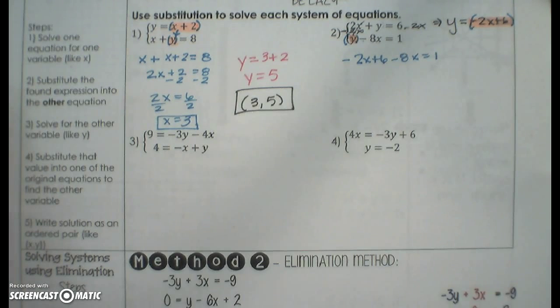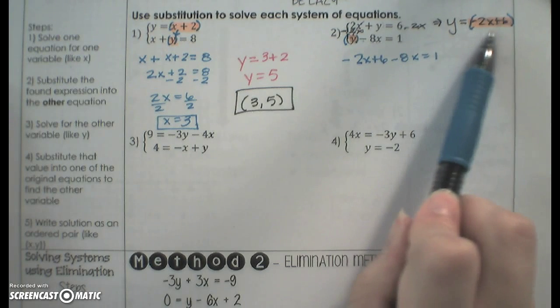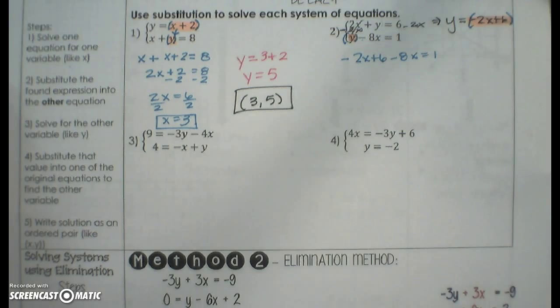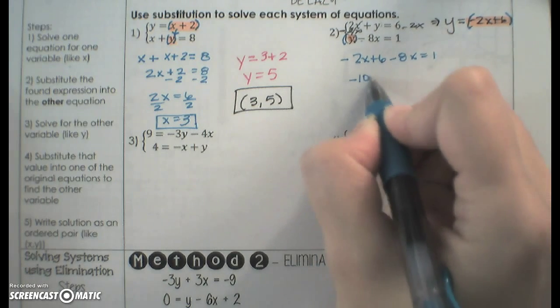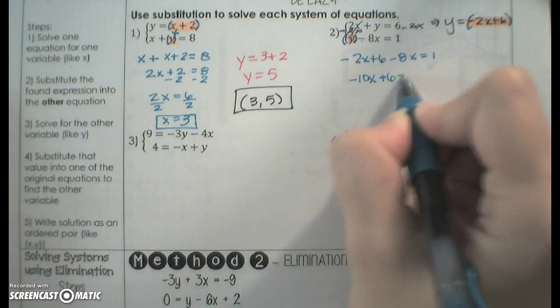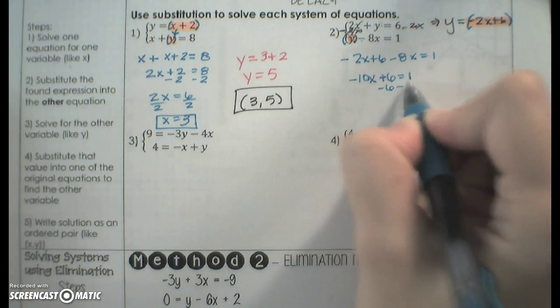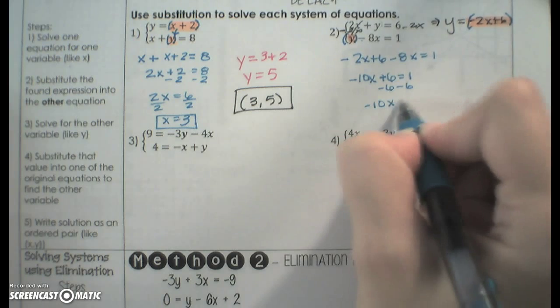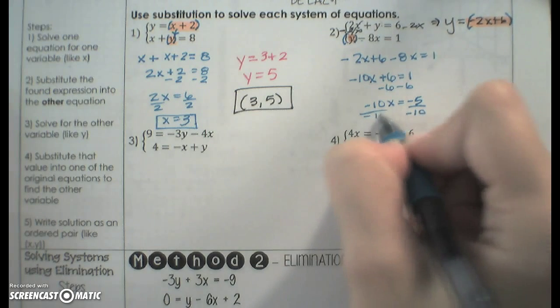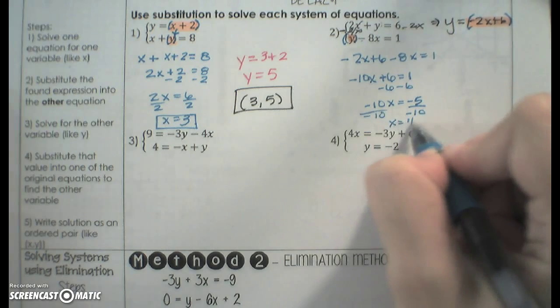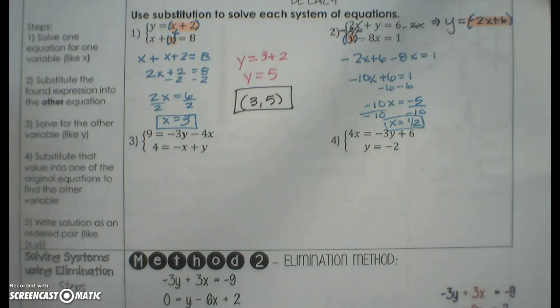So we just replaced y with our negative 2x plus 6. Now let's simplify and solve. Negative 2x and negative 8x, combining like terms since they're on the same side. And solving. Subtract 6, and we get negative 5, and divide by negative 10. And this one is going to get us a fraction of 1/2. So 1/2 is x, but we're not done yet, right?